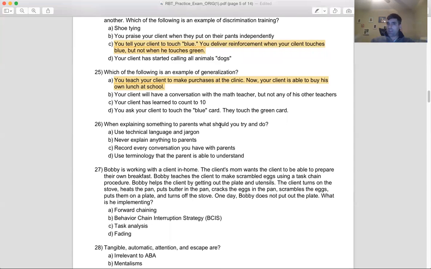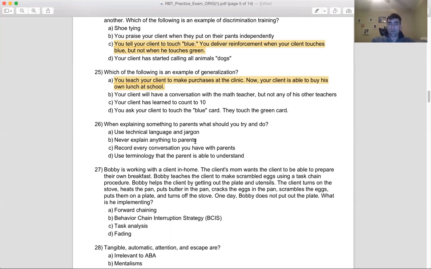This is an open-ended question, so let's get to the answers. A, use technical language and jargon. Do you want to talk to the parents like you would talk to your BCBA, and use all our language and all our technical jargon and fancy words? No, because they may not understand what you're saying. Or there might be a language barrier. English might not be their first language. There's a lot of things to consider. So you never want to explain things technically. You want to explain things simply.